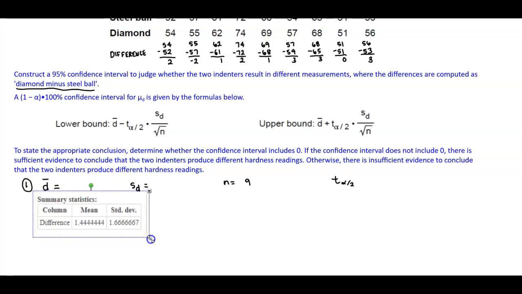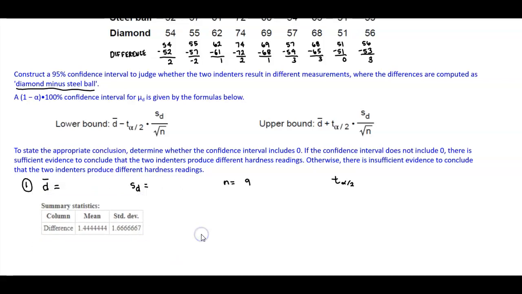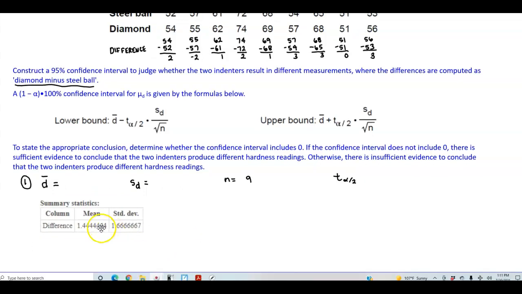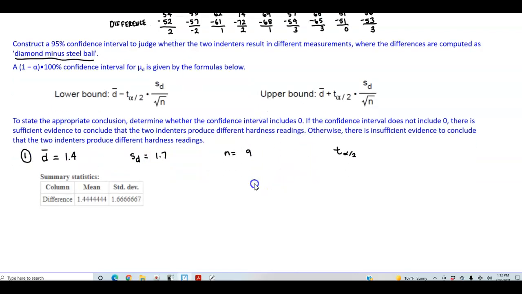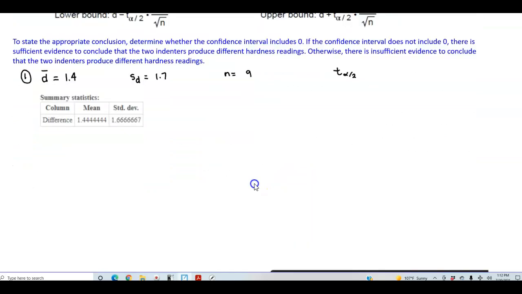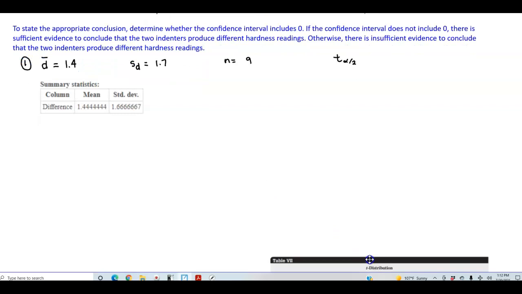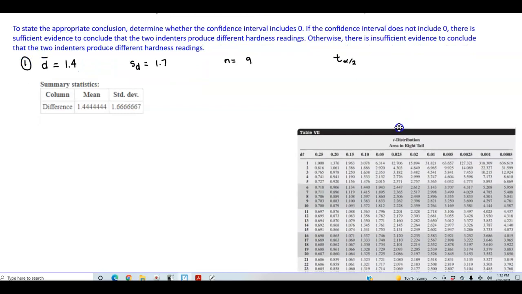Okay, so here is our mean and our standard deviation. The mean, if we round it to one decimal place, is going to be 1.4. And the standard deviation, to one decimal place, is going to be 1.7. Okay, so now we know we have the sample size, the standard deviation of differences, and the mean. Now we need to find the critical value, which is the critical t-value.